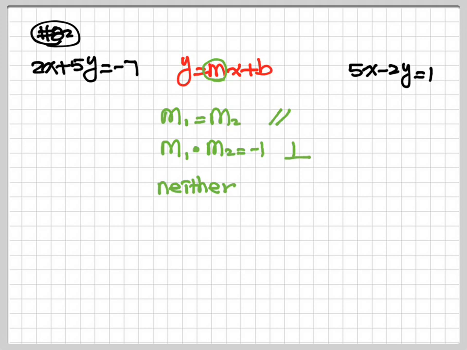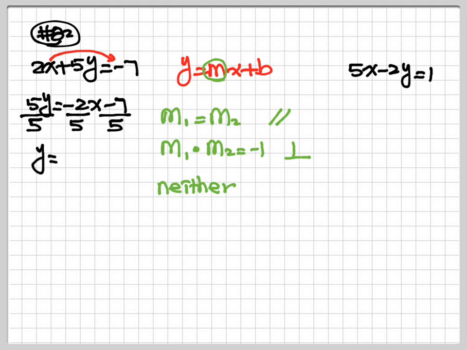Okay, so here I want to put everything into the slope-intercept form. So step 1, move the x to the other side of the equation. So here we have 5y is equal to -2x minus 7. Remember, every time you move a number to the other side of the equation, you must switch the sign. Plus becomes minus, minus becomes plus. So positive 2x moved to the other side becomes -2x. Then after that, divide everything by 5. So my y is equal to -2 over 5x minus 7 over 5.